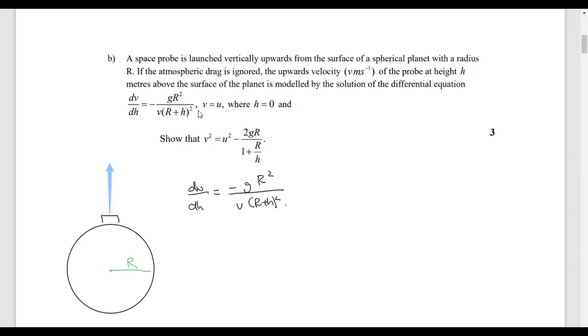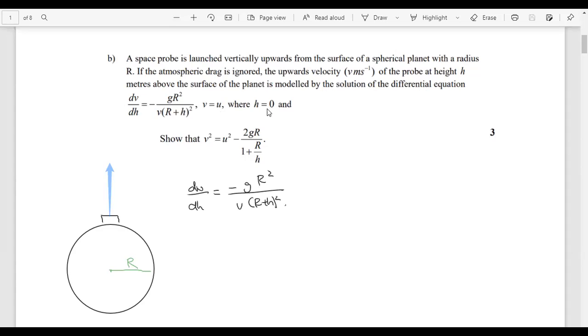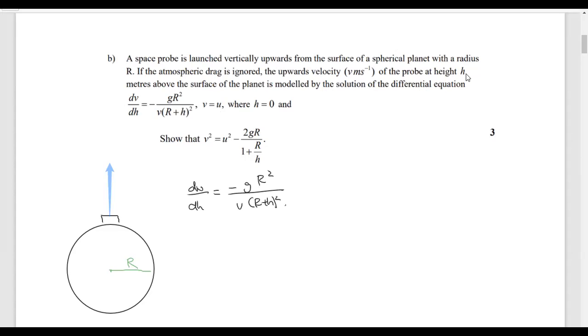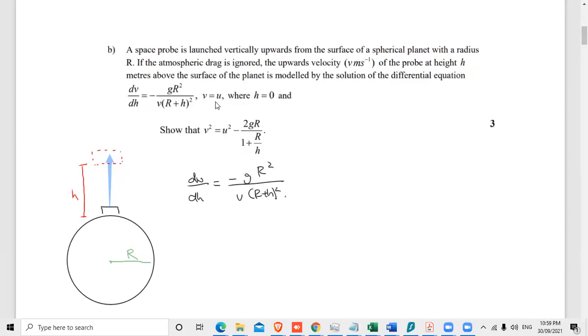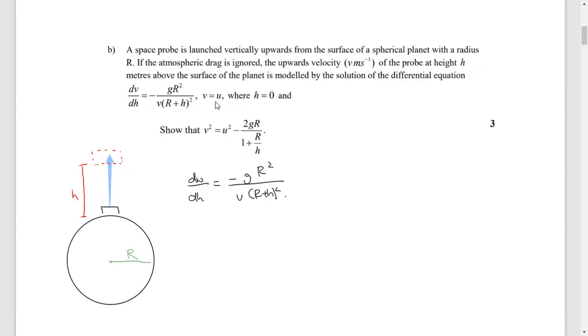And you're told that v equals u where h equals 0. So height h, if the object is up here, then this is h. So we know that at this point here, h equals 0 and v equals u. That is the sort of initial velocity. And you want to show that v squared equals u squared minus 2gr over 1 plus r over h. Okay.